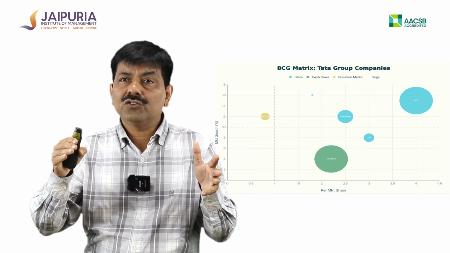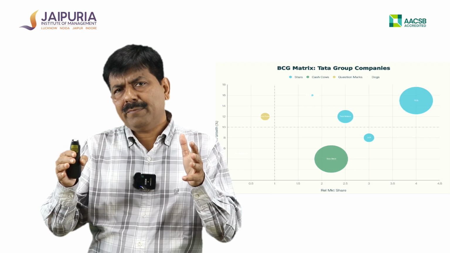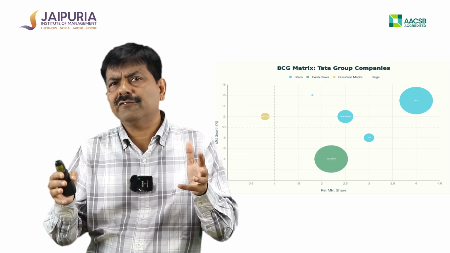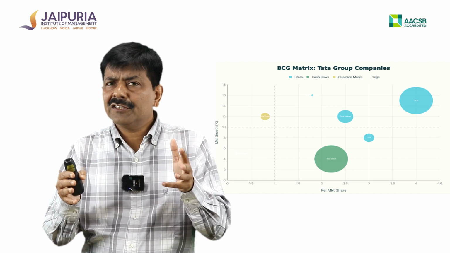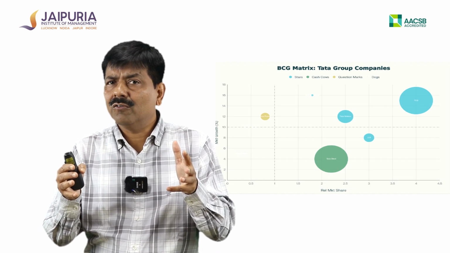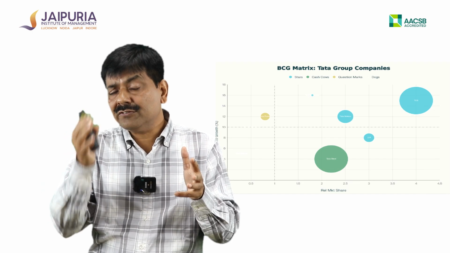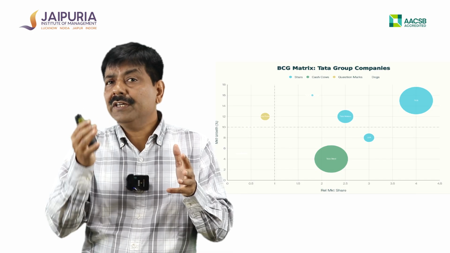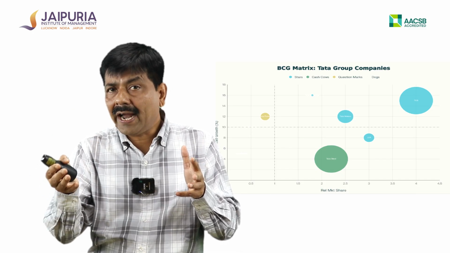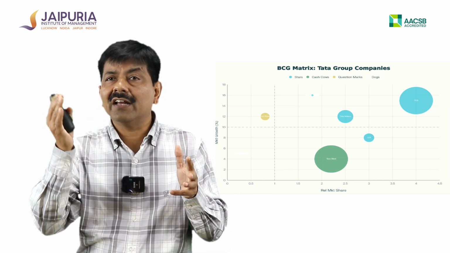Now similarly, if you talk of question mark, then we can say Tata Power. Tata Power exists in the category where the market growth rate is very high, but the relative market share of Tata Power is less because Tata Power is not doing that well. But the company has the potential to grow. So the company can think of what is going wrong here, and they can think of investments such that it can become a star in the future.